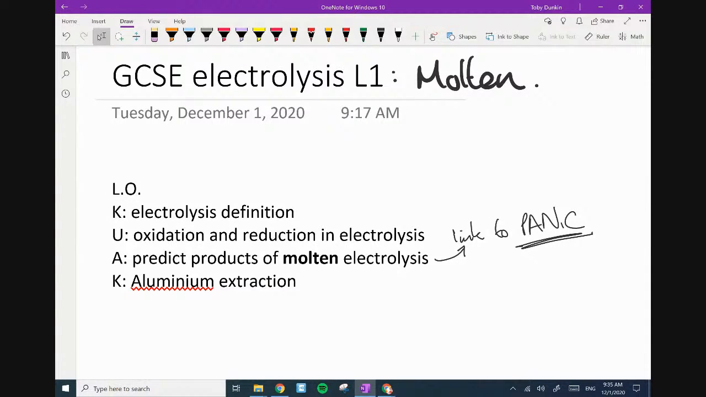I'm also going to cover 2 other molten electrolysis processes, looking at it from a sodium chloride perspective and a lead bromide perspective. And I'll explain both of those to you and why we're choosing them.